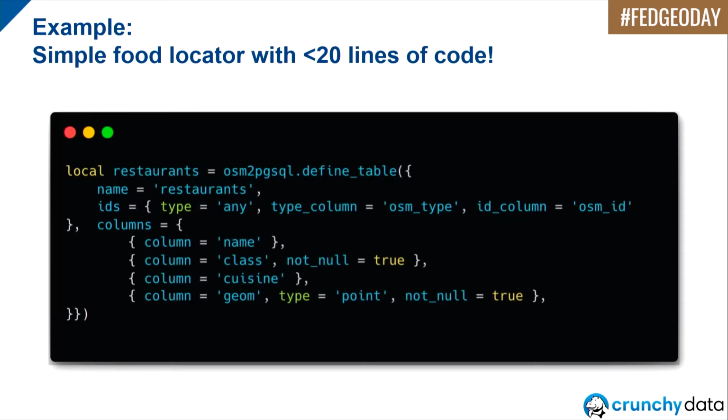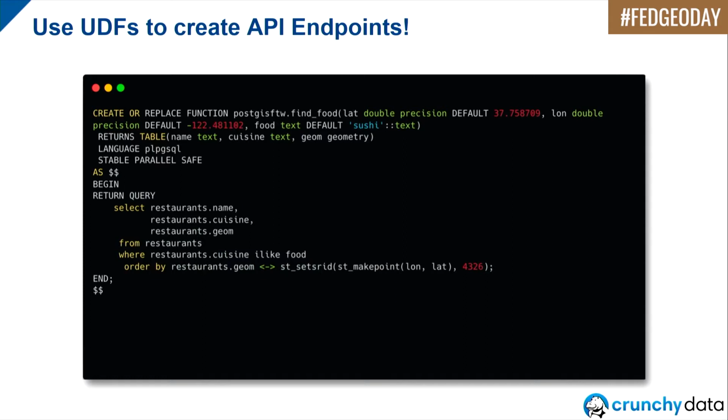Here's a demo of a quick API to locate restaurants near a lat long in under 20 lines of code deployed on PGPodman. This is the config to extract all restaurants contained in OSM into PostGIS. So this is a UDF to just find restaurants near a lat long. It's really simple PostGIS. I think there are much more complicated examples on the Crunchy blog that you can find pretty much anywhere and build much more complex things out of.